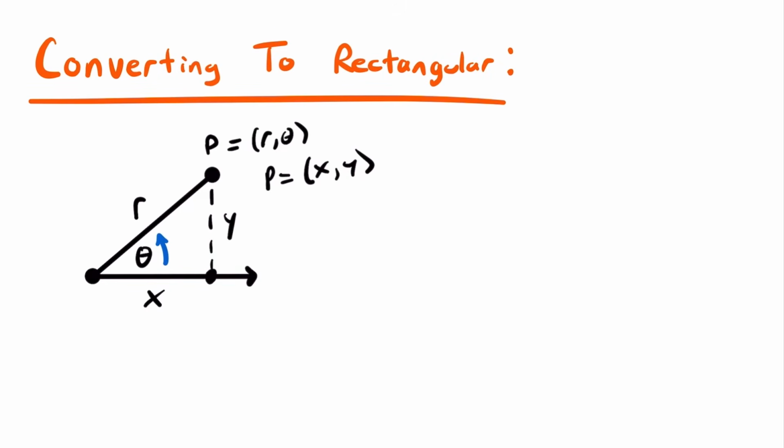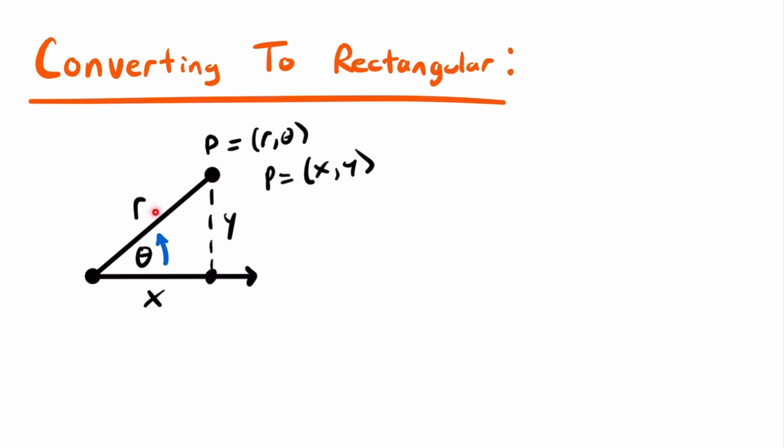And so what we can do to convert between the polar version of this point and the rectangular version is write some equations that relate x and y to r and theta using what we know about a right triangle. Specifically, we can make use of trigonometry and the Pythagorean theorem. And so let's start with the Pythagorean theorem.